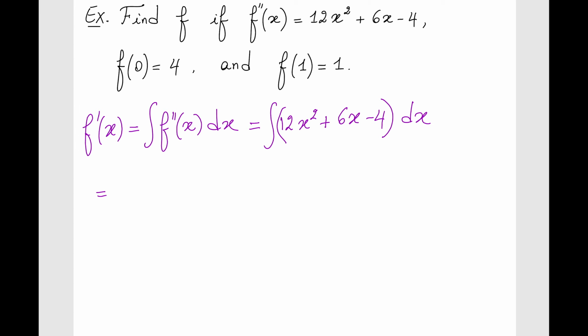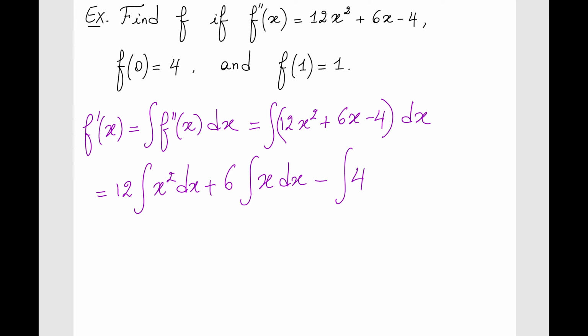This is gonna tell me that this is 12 times the primitive of x squared dx plus 6, that multiplicative constant, times the primitive of x dx minus 4 times, let's just keep 4 inside, minus primitive of 4 dx. If you push out the 4, you're gonna be left with 1 here, right? This is the same thing. Okay. All right, and this is what?